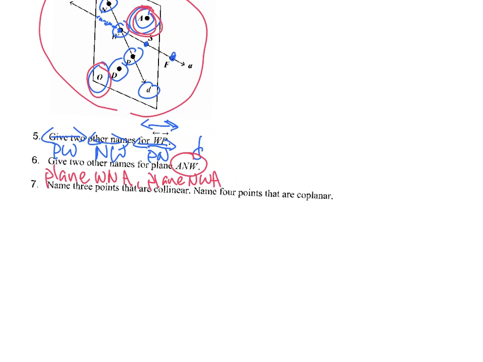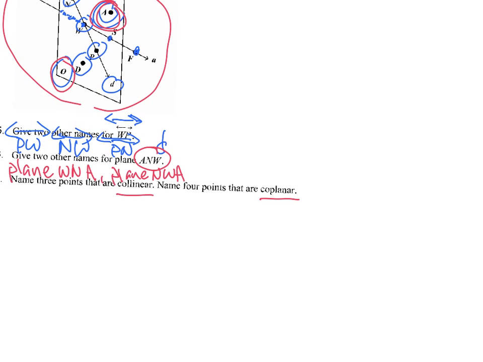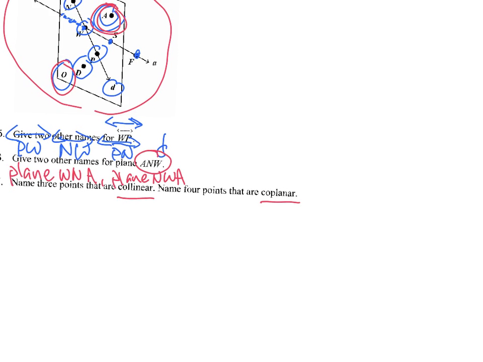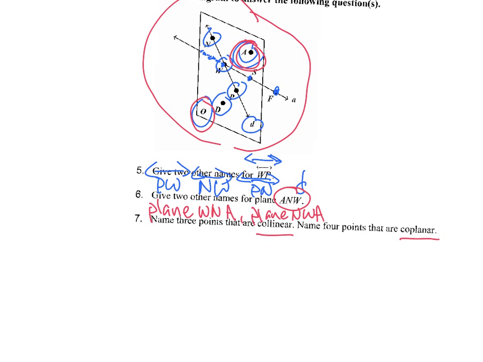Name 3 points that are collinear and 4 points that are coplanar. So collinear means points that are in the same line. So there's all sorts of examples here. Any 3 points that are on this line here. Let me point to it here.